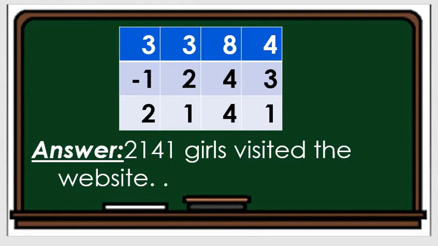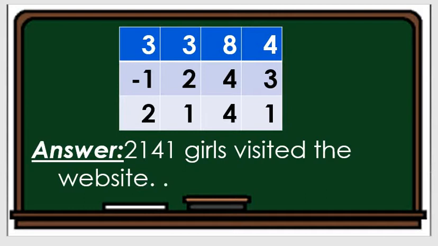Answer: 2141. What is the answer? 2141 girls visit the website. Got my point, all students? 2141 girls visit the website out of 3384 children. Got my point, all students?